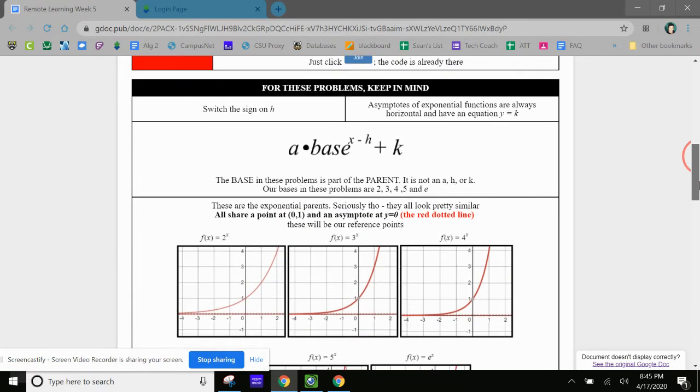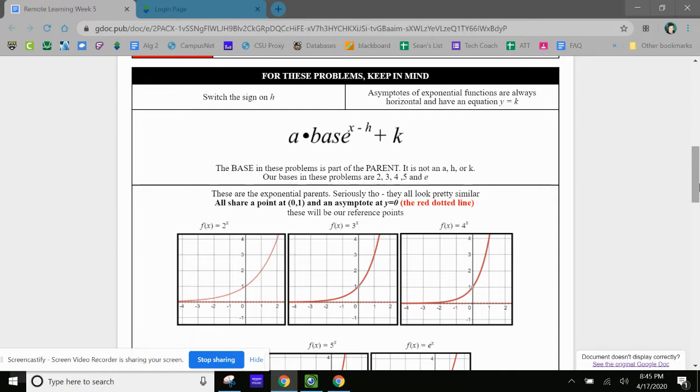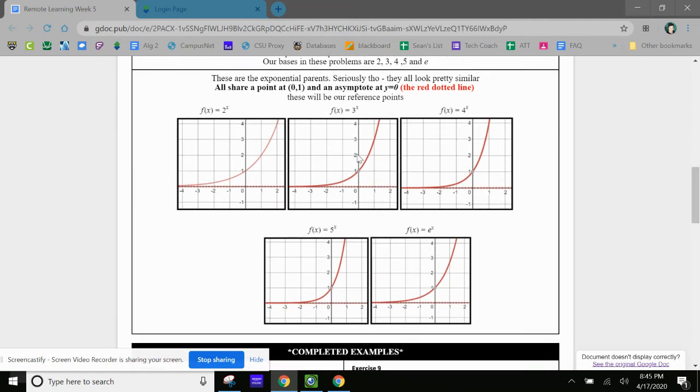But here's where I wanted to show you, because I don't want you to have to write all of these things down. Some things to keep in mind. We're going to focus on this first part here and this part down here. I'm going to introduce you to some new parents. They're all just exponential parents, and you can tell they all look pretty similar. They have a different base, but they all have x in the exponent.